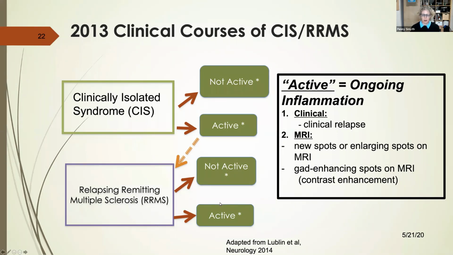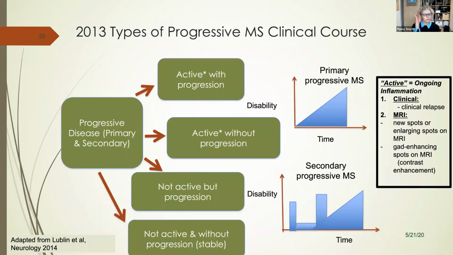And the reason why that group is important is that is the group that we are going to want to treat with disease-modifying therapies to the point that they're not active anymore and they're stable. That's our goal. We want people to be stable with their multiple sclerosis. And this has sort of changed the way that we've also looked at progressive MS.